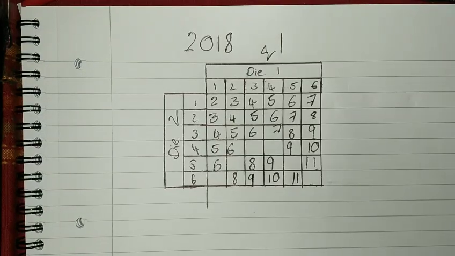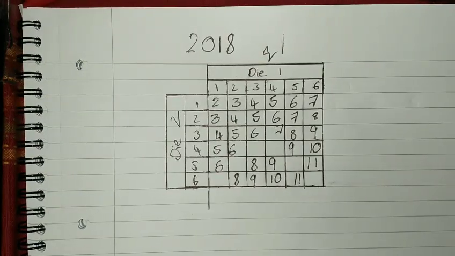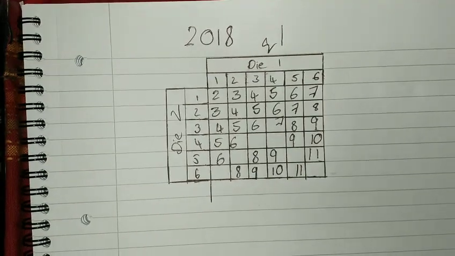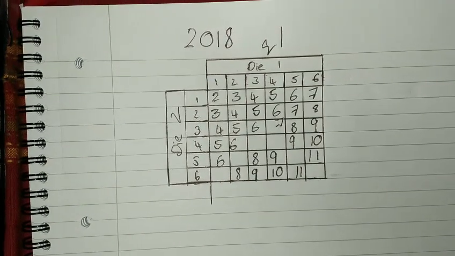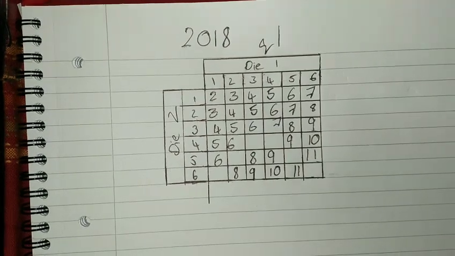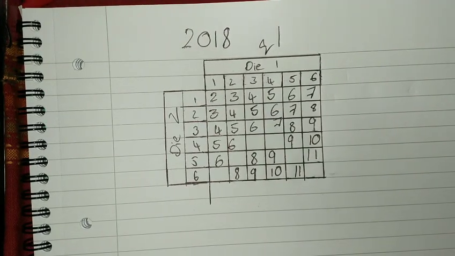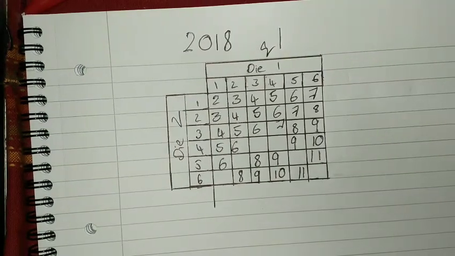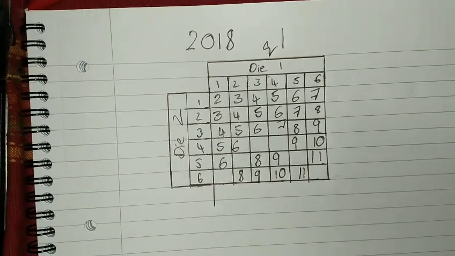So here we have the 2018 question 1. This is Leaving Cert Ordinary Level, and this is a question on probability. We're told an experiment consists of throwing two fair standard 6-sided dice and recording the sum of the two numbers thrown. So we throw two dice and then we record the sum of the two numbers.